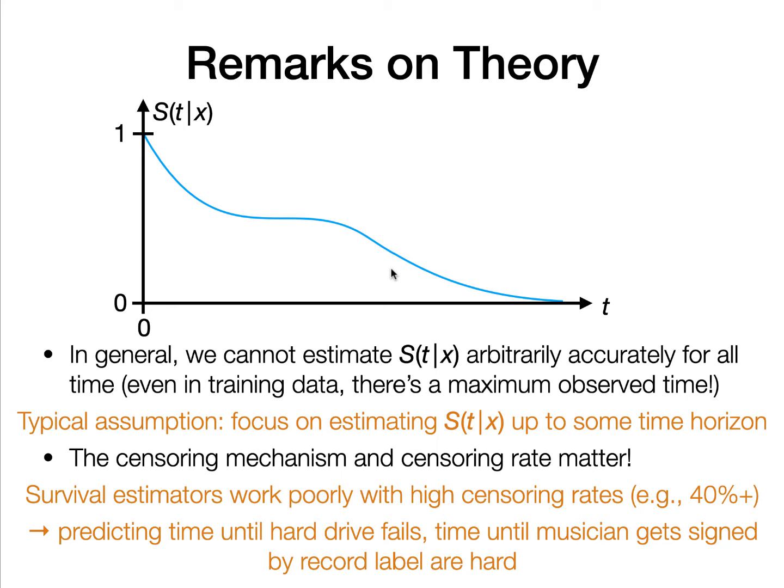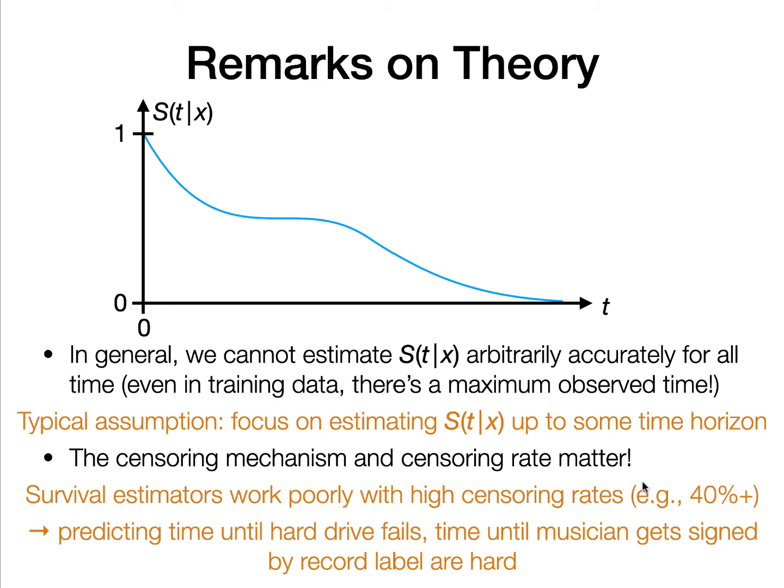And if you do want to do prediction in those settings, I would recommend first solving a simpler classification task to basically narrow down the cohort of people or hard drives that you're looking at to the ones that have a higher fraction of failure. And then among those, you do some sort of time to event prediction. Okay? Because like I said, otherwise survival estimators typically don't work well if you have high censoring rates.